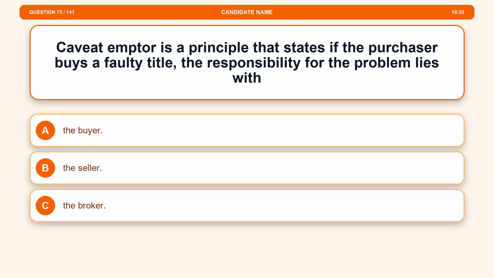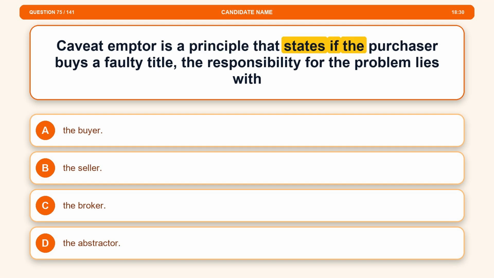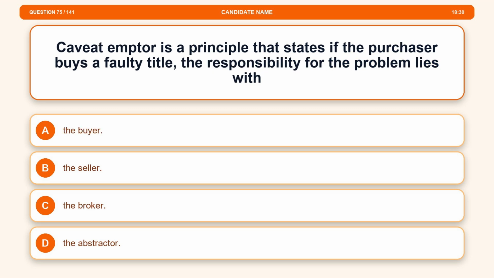Question 75. Caveat emptor is a principle that states if the purchaser buys a faulty title, the responsibility for the problem lies with: option A, the buyer. Option B, the seller. Option C, the broker. Option D, the abstractor.